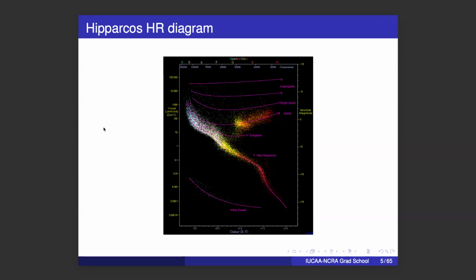Measurement errors will not contribute here because remember, these are very bright stars. And measuring the fluxes of bright objects is very easy. Measuring the fluxes of faint objects is very difficult. So there are no measurement errors produced. The dispersion is real, primarily driven by metallicity differences.